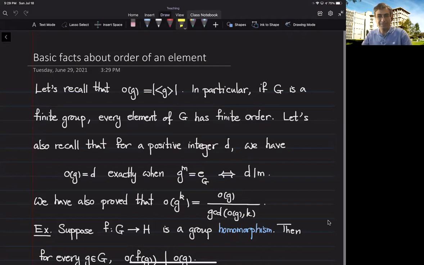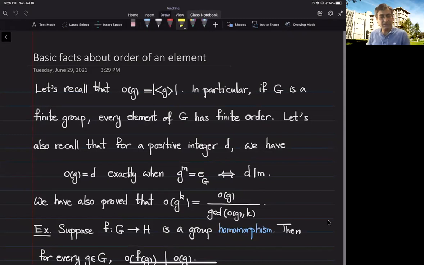Hello. In this video, we will be discussing order of elements, recall basic properties of orders of elements, see how they interact with a group homomorphism, and finally, at length, we will discuss how we can compute the order of a permutation. Okay, let's start with recalling basic properties of order of elements.